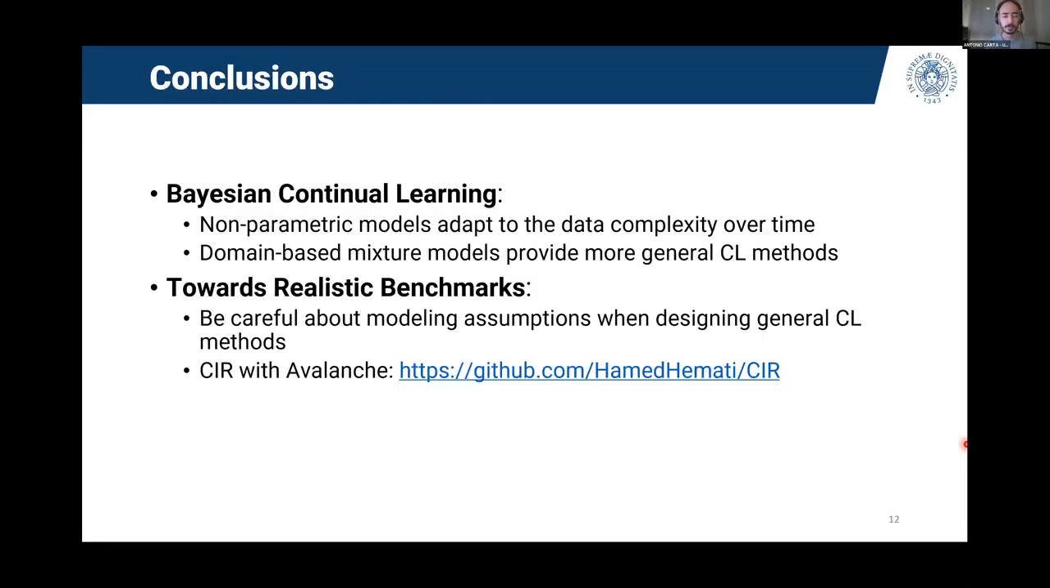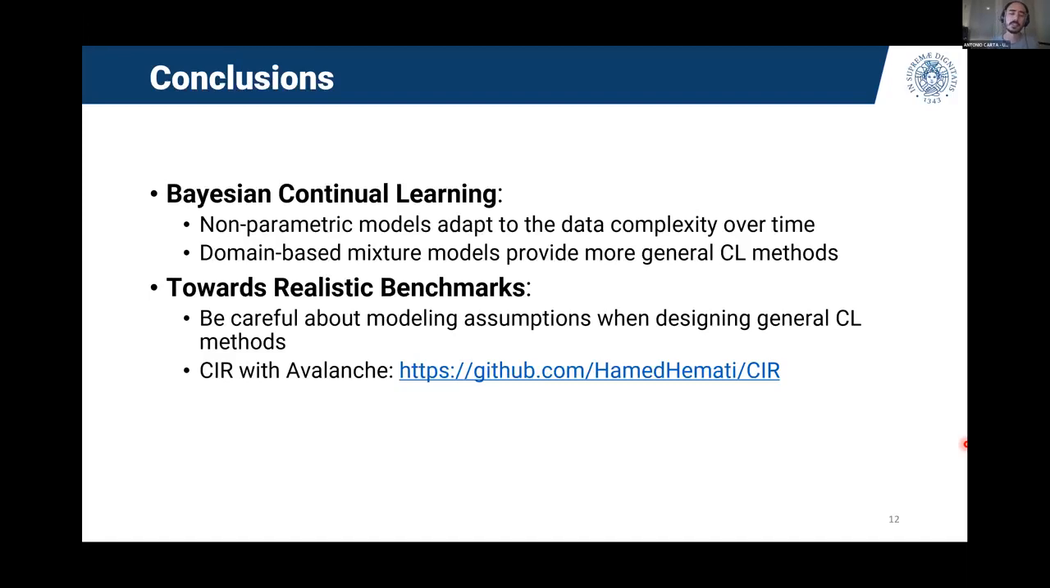To sum up, we can say that Bayesian continual learning models are a very natural way to deal with continual learning, and especially non-parametric models, because they can adapt to the data complexity over time, like they can add new clusters, new mixtures over time. And our approach based on domain mixture models is more general than current proposals in the literature, at least we think so, and we hope the experiments will confirm our hypothesis.